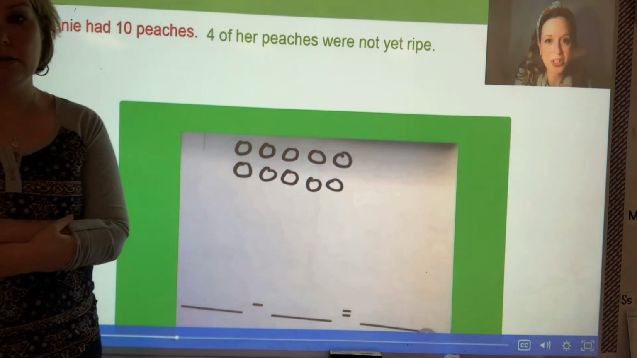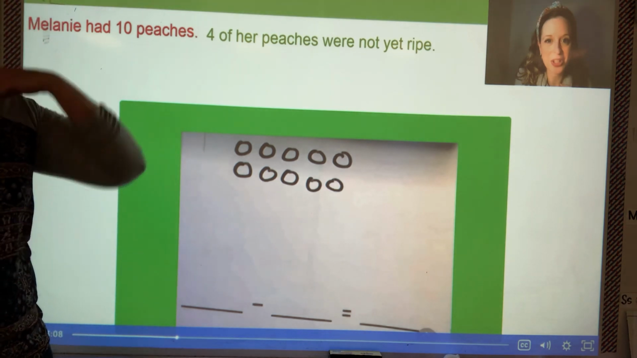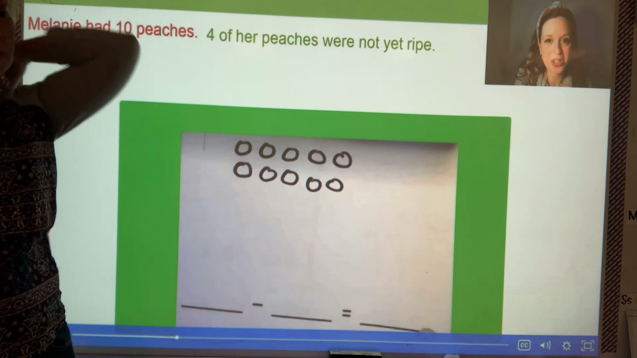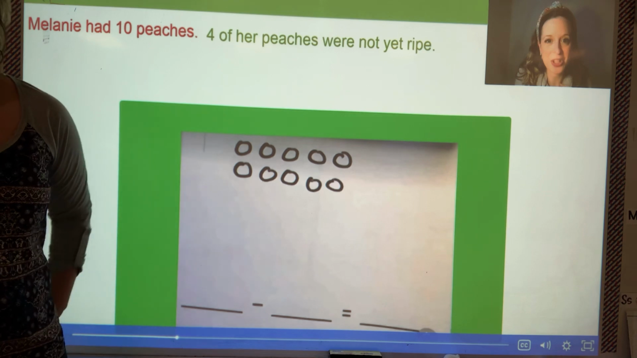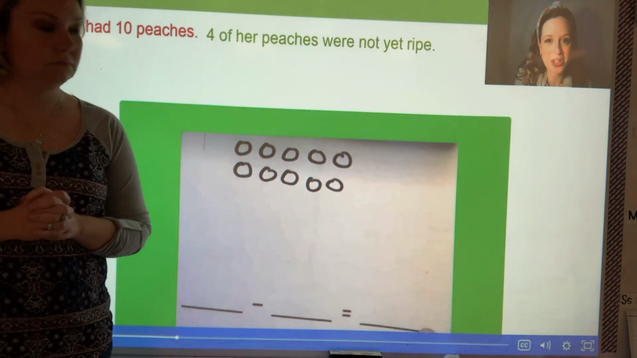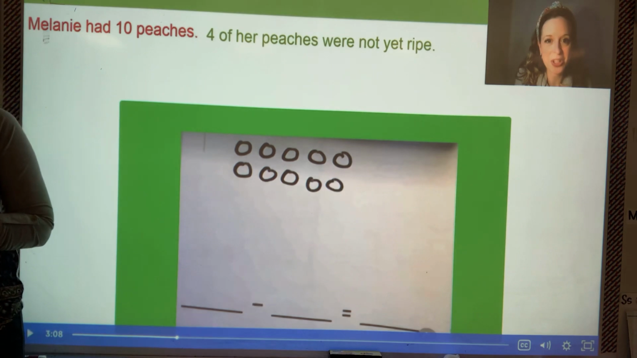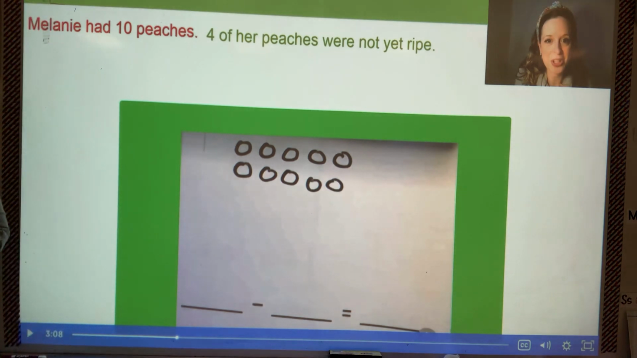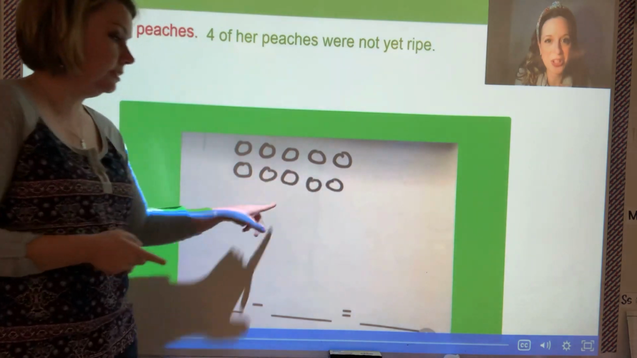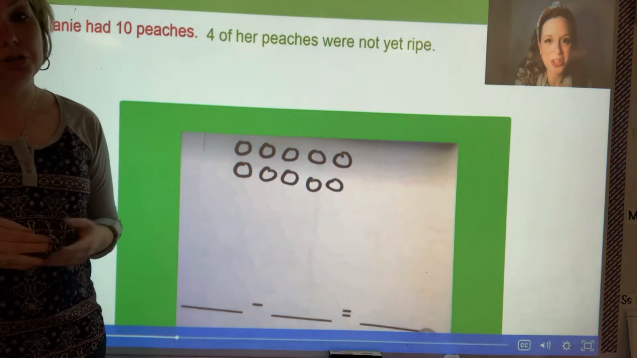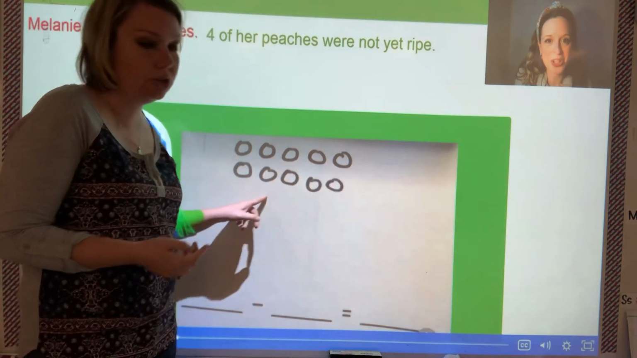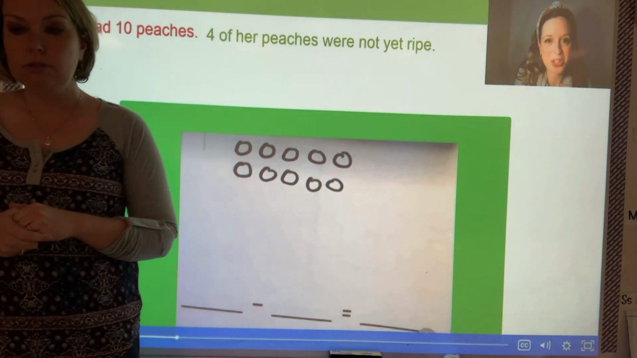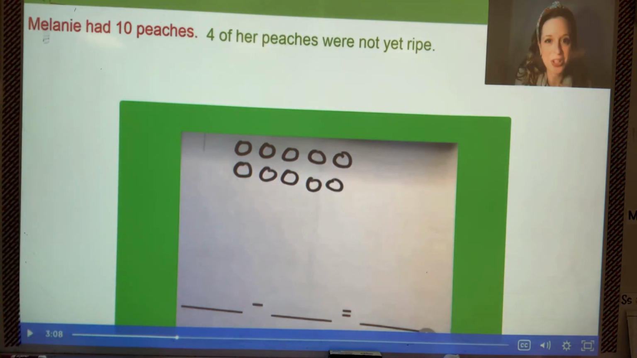Let's see. Carolyn, how can we show that 4 of the peaches are not ready to be picked? You can cross out 4 of the peaches. Okay, so Carolyn says we could cross out 4 peaches. That's great. You could also maybe circle 4 peaches to show that those are the ones we're not going to choose. Let's see what Miss Emily decides to do. Oh, the 4 peaches.